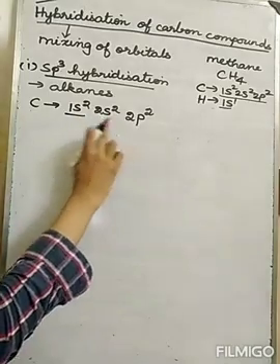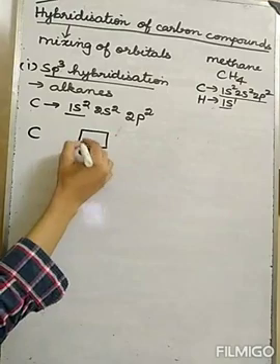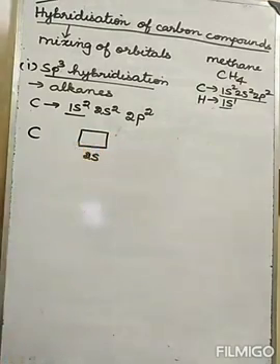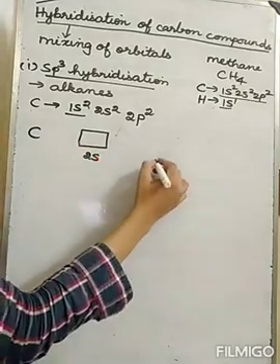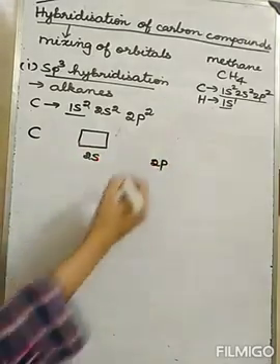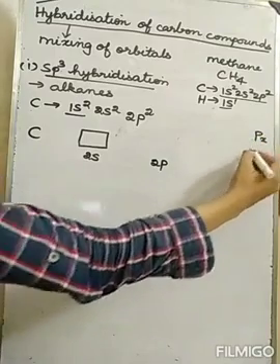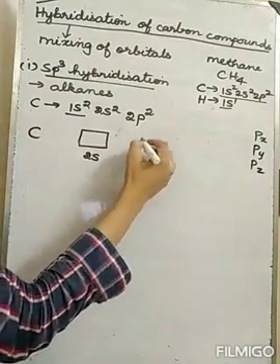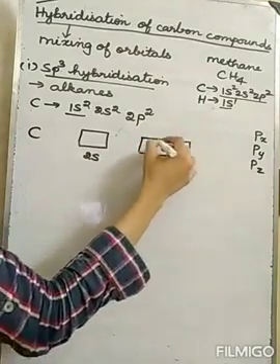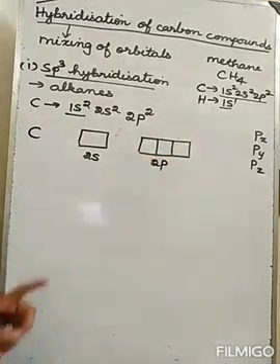I am going to draw these two orbitals. So for carbon, first I am going to draw the 2s orbital. For s orbital, only one box I should draw. Then I am going to draw the 2p orbital. The p orbital has three types: px, py and pz. So how many boxes should I draw for p orbital? 3 boxes: px, py and pz.